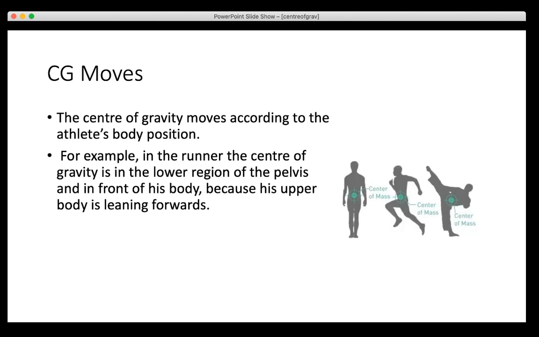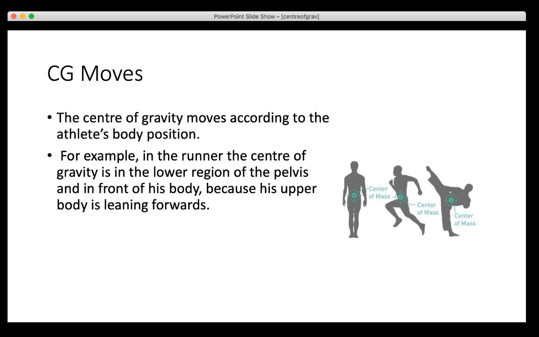Moving to the next. The next slide tells you about how the center of gravity moves. This is just an example so that you can understand in a more elaborative way. Now, center of gravity moves according to the athlete's body position. So what this means is that when you are moving or running or kicking a ball or doing any sport activity, your CG point is going to move because you will shift your mass somehow.